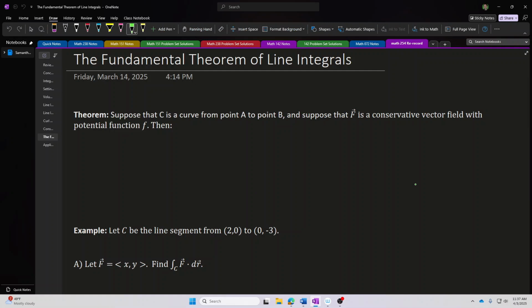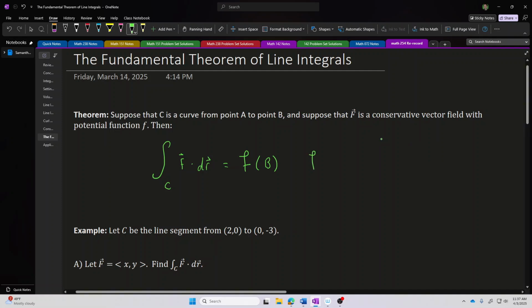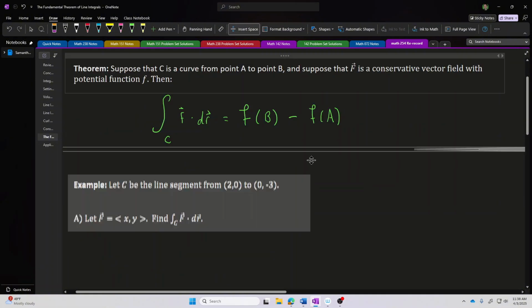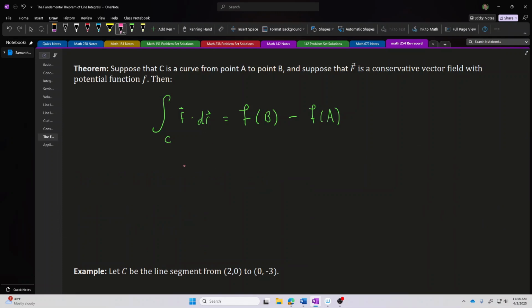If you're in a situation like this one, working with a conservative vector field, and you're trying to find the line integral of that conservative vector field over that curve, all you have to do is take your potential function, plug in the terminal point of the curve, plug in the initial point of the curve, and then subtract the two results. So I feel like this theorem is very similar in spirit to the fundamental theorem of calculus, which you learned in Calc 2.